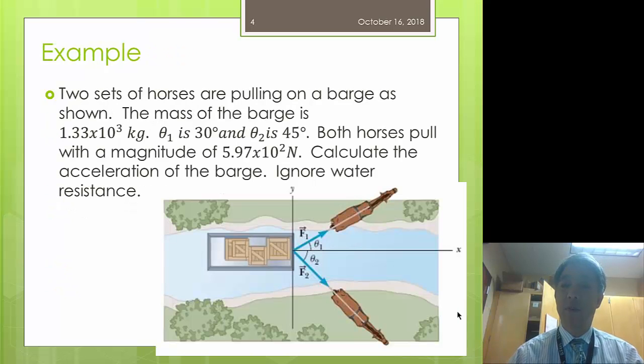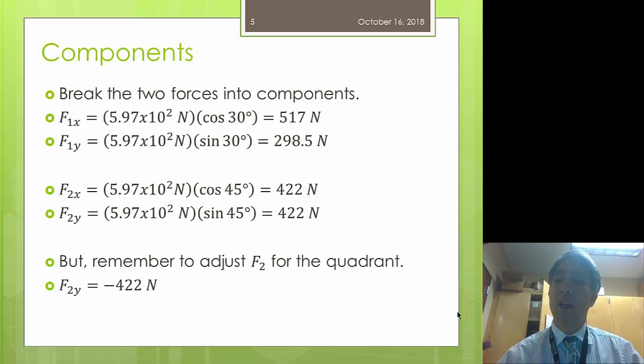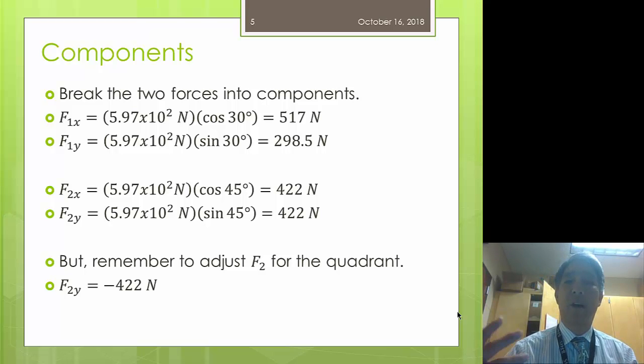But I do have two forces at an angle, so I have to resolve both of them into their individual components. Based off of the trigonometry, we know that the x component of force 1 gets multiplied by the cosine of 30, and the y component gets multiplied by the sine of 30, or 45 for the second. When you go through the math, you find the various components are listed here.